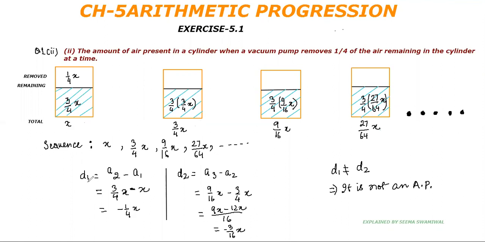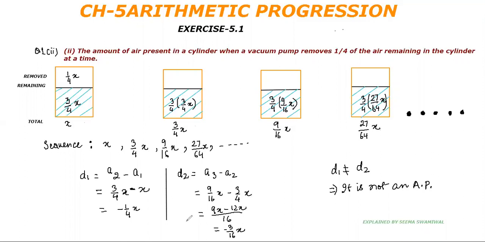So we will find out the common difference. You know that the common difference is the difference between two consecutive terms. So D1 is A2 minus A1. A2 is 3/4 X and A1 is X. So when you subtract, you get minus 1/4 X. Let's find out D2. D2 is A3 minus A2. A3 is 9/16 X, and you have to subtract the second term, 3/4 X, and you are left with minus 3/16 X.